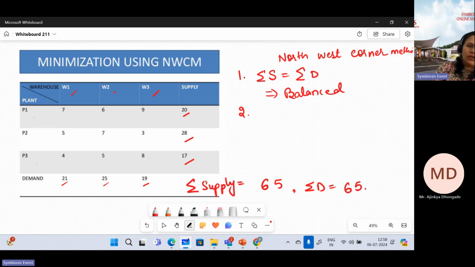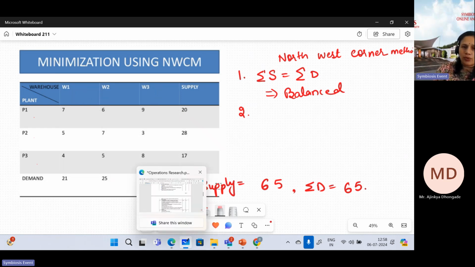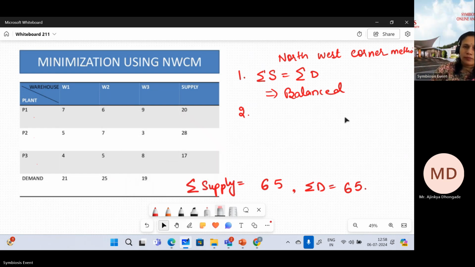Now, these figures written here as 7, 6, 5, 8 and all, what are these values indicating? They are nothing but the per unit cost to transport. So this 7 indicates that if I take a decision to transport a single unit from plant 1 to warehouse 1, I need to pay 7 rupees. So for this purpose, always pick the northwest corner point.